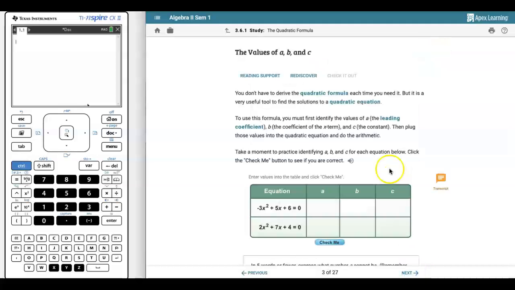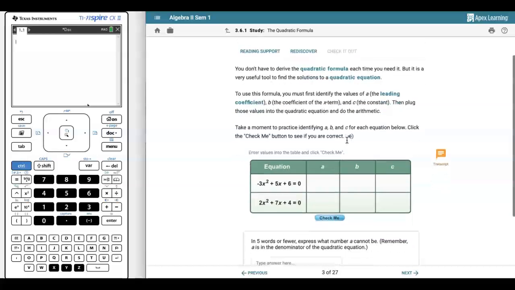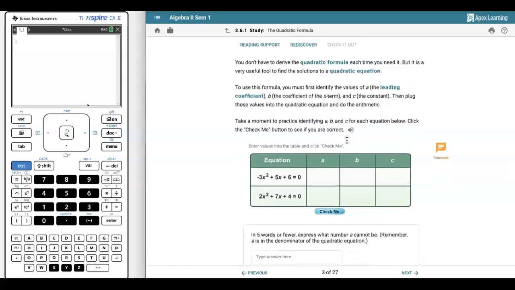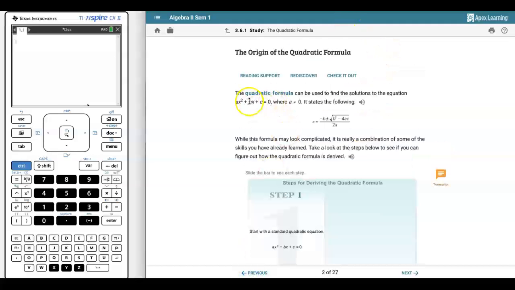You don't have to derive the quadratic formula each time you use it, but you do have to be able to apply it when you're looking at different equations. So the key is going to be figuring out what those different variables stand for. A is the leading coefficient, b is that x term, that middle guy, and c is the constant. In standard form, a is the first coefficient, b is the second coefficient, and c is our constant.